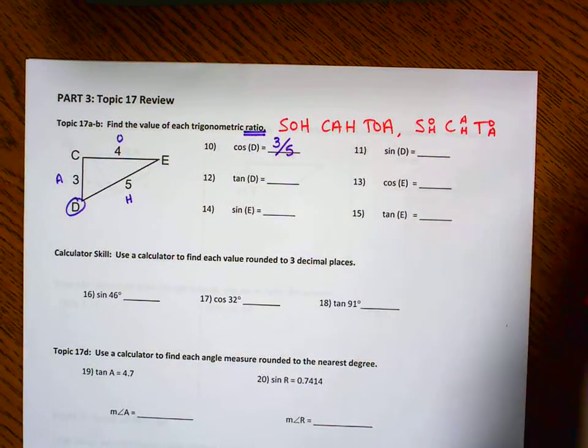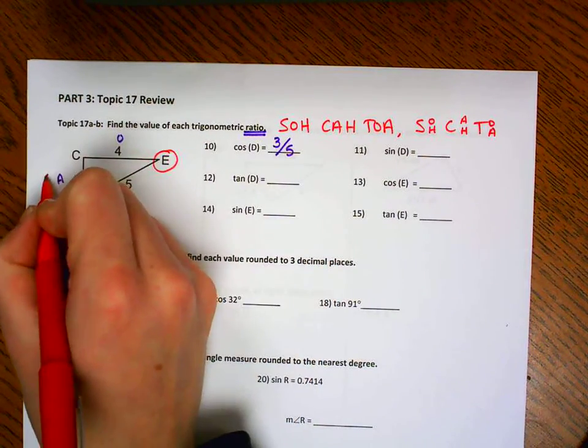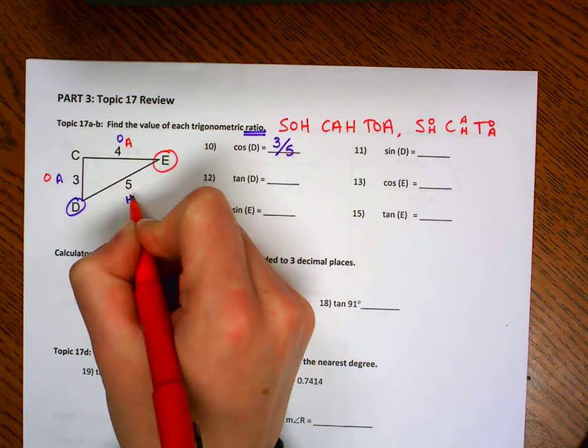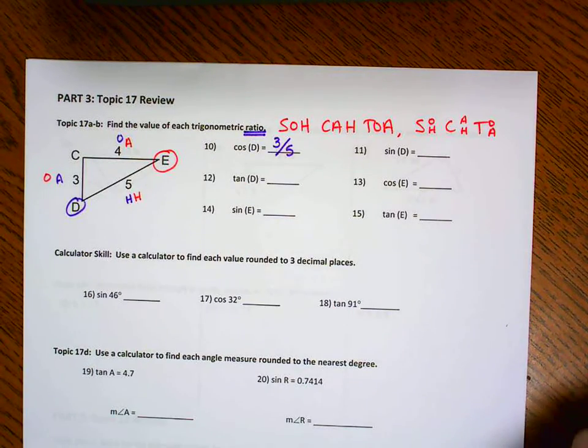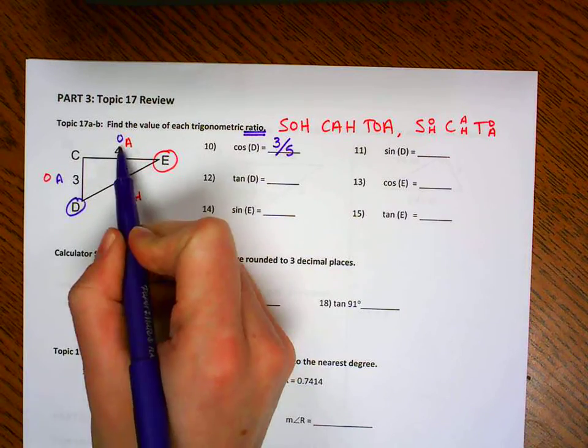Let's do tan of E. Here's O for E. Here's adjacent for E. Here's H for angle E. Tangent is O over A, so 3/4.